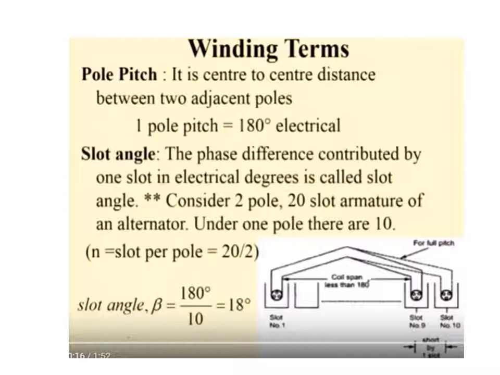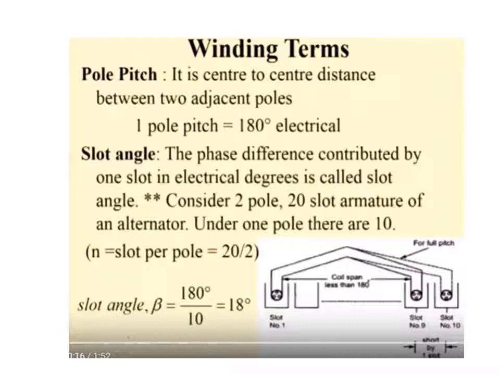One more important feature: the salient pole type rotor is suitable for low speed hydro generators. The cylindrical rotor is suitable for high speed turbo alternators or turbo generators. The salient pole type needs a damper winding, while the cylindrical type does not require a damper winding. Windage loss is higher in the salient pole type and lower in the cylindrical type.